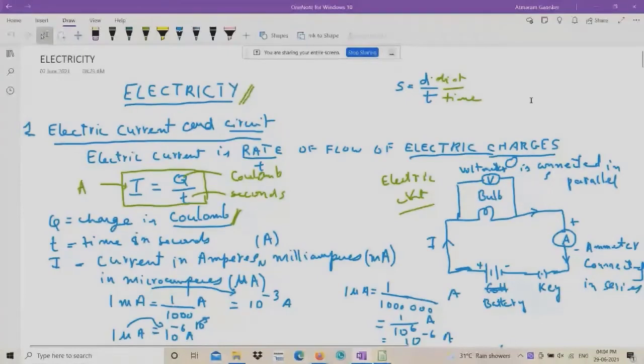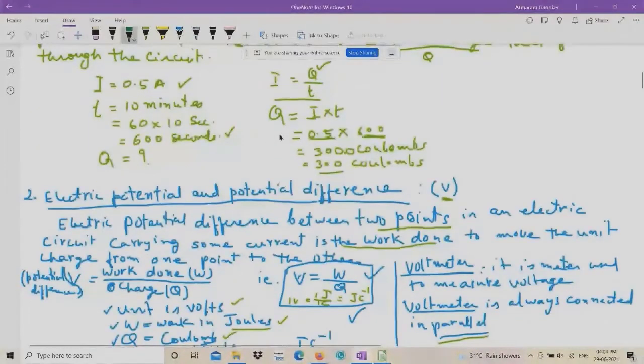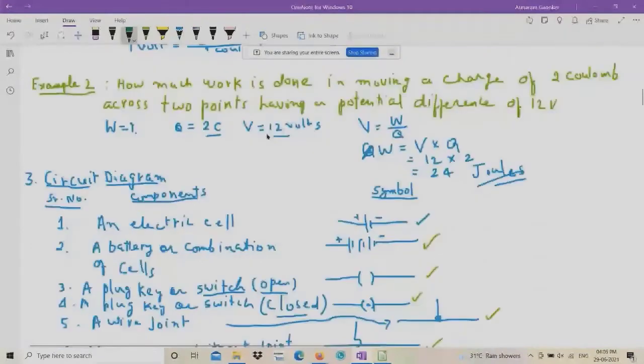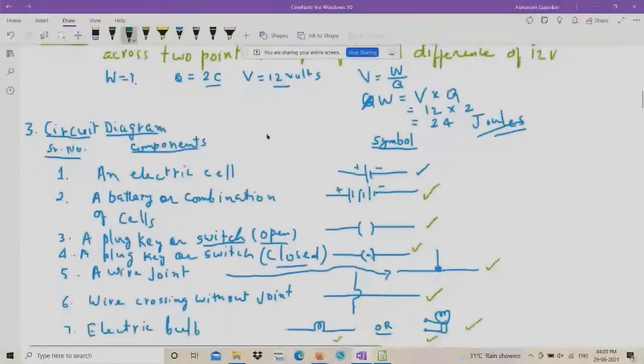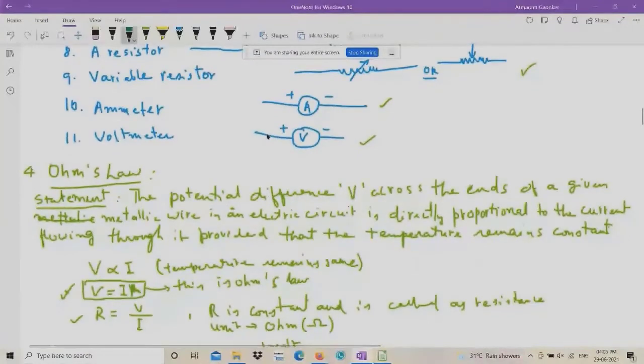Okay, today we will discuss the topic of electricity. The first thing that we will discuss is electric current and circuit. The second point is electric potential and potential difference. Next, circuit diagram. After that, we will discuss Ohm's law.